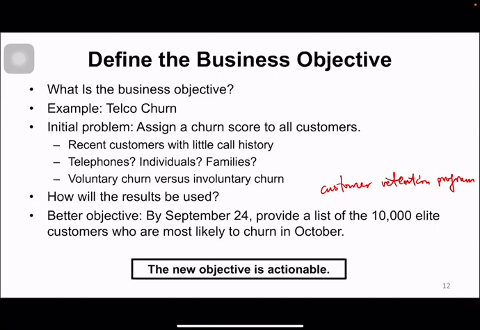And maybe a better objective is, by September 24th, through the analytics, you provide a list of 10,000 elite customers who are most likely to churn in October. So provide this list, and then we can have strategies to retain them, or have a retention program, and give them some discount, let them remain in the program. Now, this objective is very actionable, right?